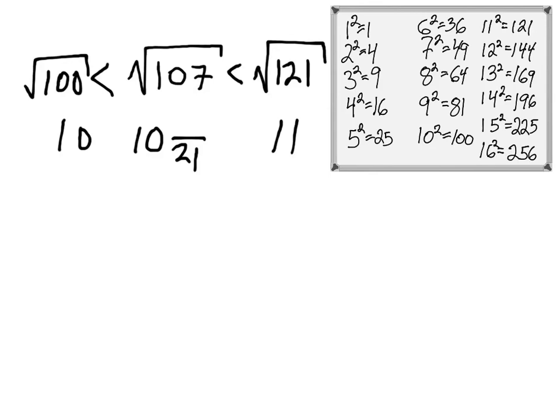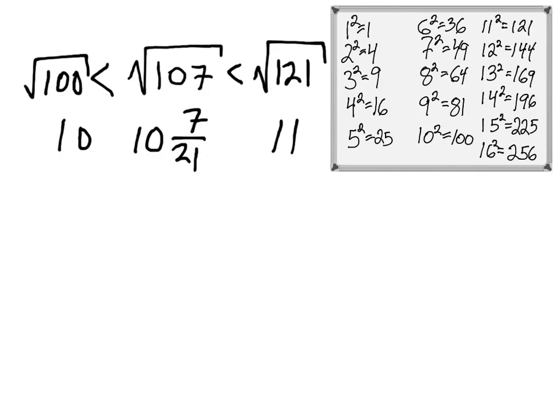Now, 100 to 121 is 21 steps apart. We can find this by taking 121 and subtracting 100. Those are 21 steps apart. 107 is 7 of those steps forward towards 121, starting at 100. We can find that by taking 107 minus 100, but it's pretty simple to see that 107 is 7/21 of the way between 100 and 121. So we know that the square root of 107 is going to be approximately 10 and 7/21.